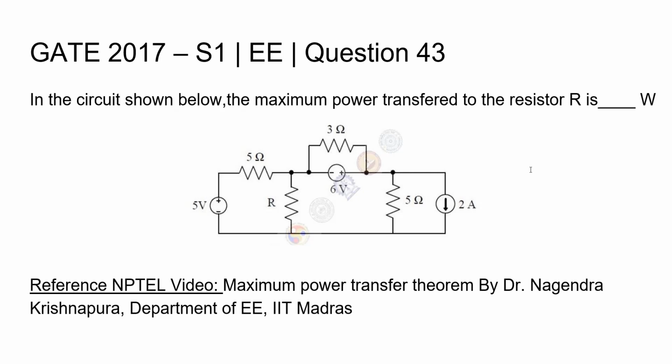Question 43, Electrical Engineering, GATE 2017, Set 1. In the circuit shown below, the maximum power transferred to the resistor R is dash watt.